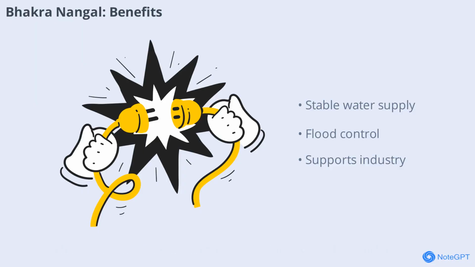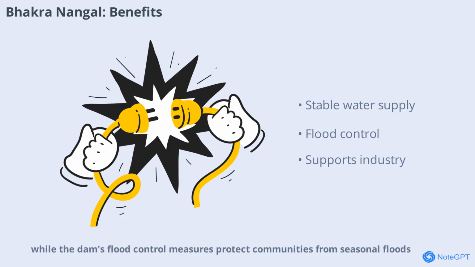It has ensured a stable water supply for agriculture, increased crop yields, and improved the standard of living for farmers. The hydroelectric power generated supports industries and households, while the dam's flood control measures protect communities from seasonal floods. This project stands as a model for integrated water resource management in India.